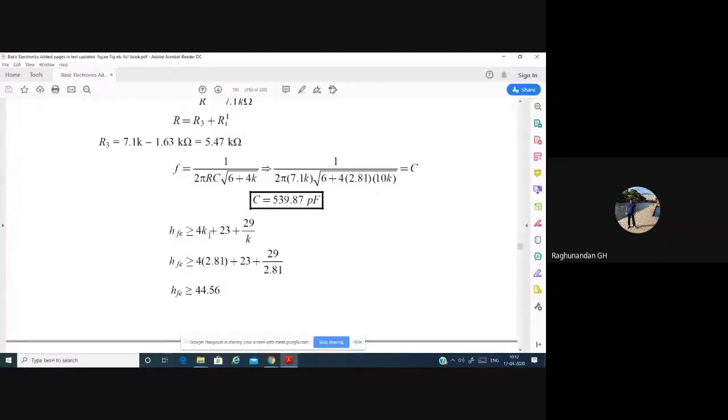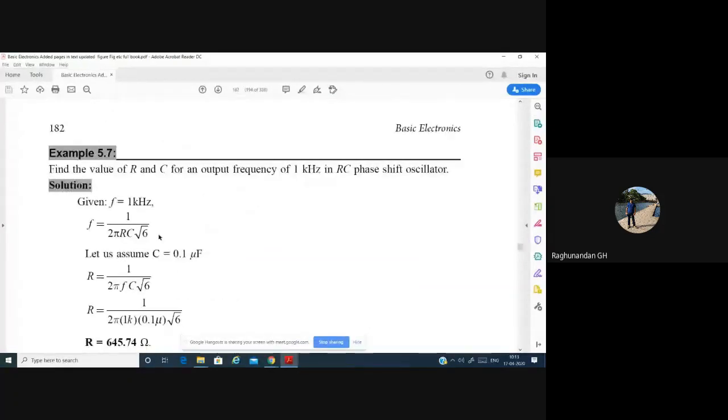Then they're just asking for the HFE value. So take this equation, substitute it, and tell that HFE value should be greater than or equal to 44.56. Here they're not asking to comment on that. They're just asking to find HFE. So just find it and keep it.